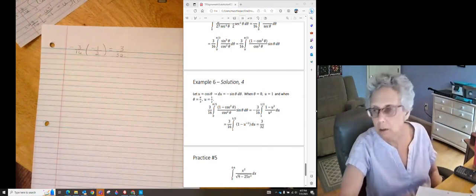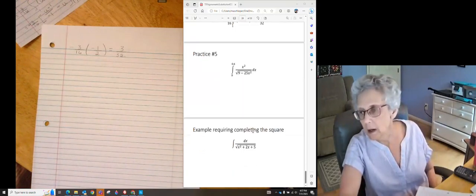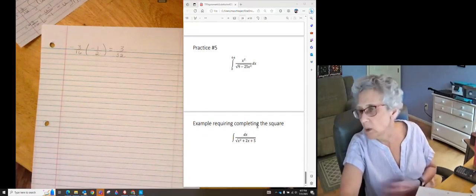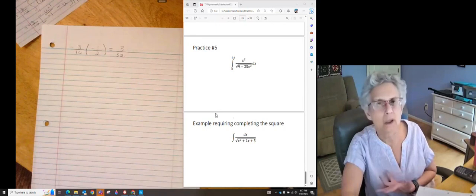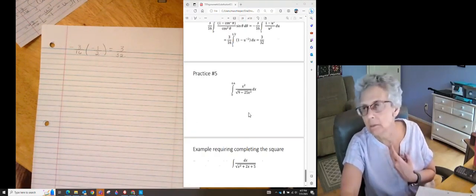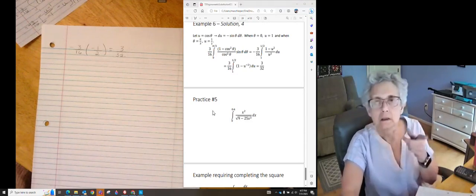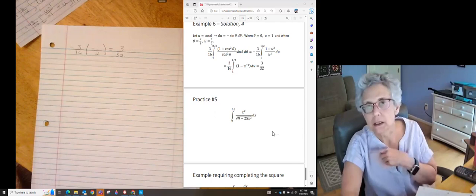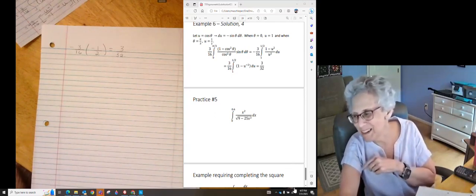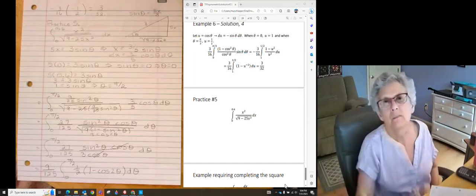Always good when I can check my answers. Okay, here's practice number 5. And then we're going to have one that requires completing the square. I wouldn't expect you to do one like that, but I do want you to see it. So, pause, do practice number 5. We'll come back and compare answers, and I'll be sure that it's right before we compare.